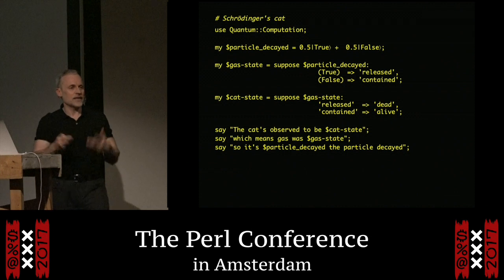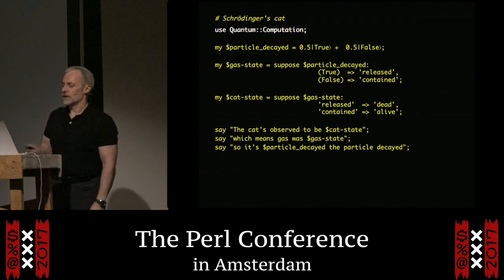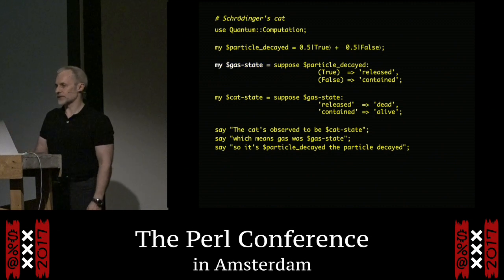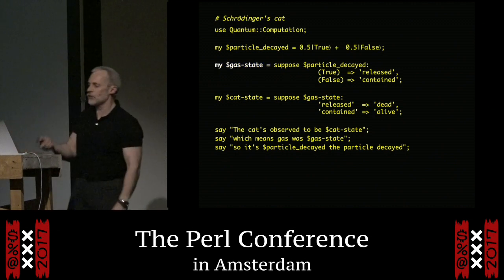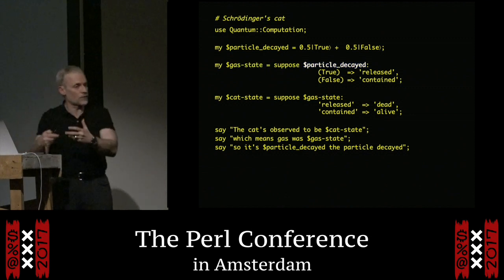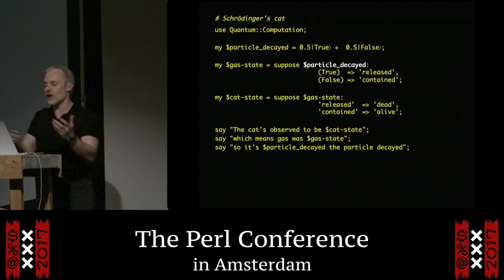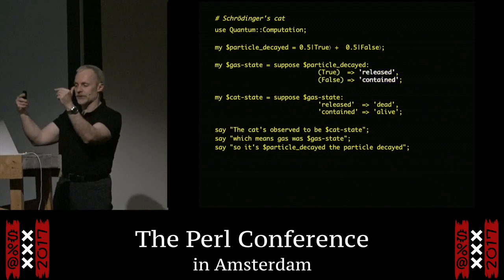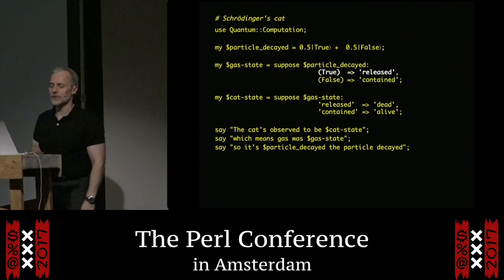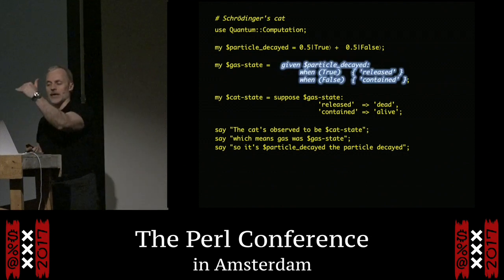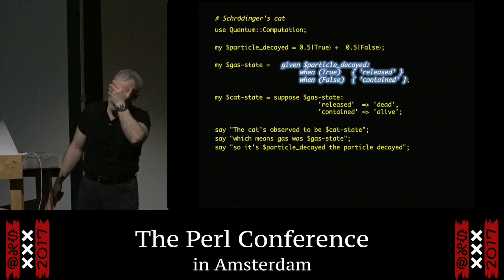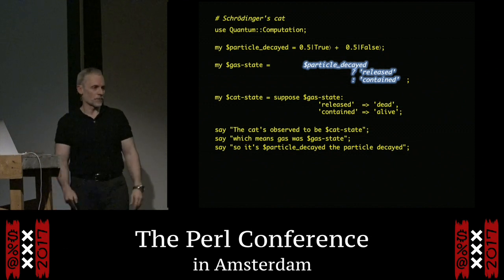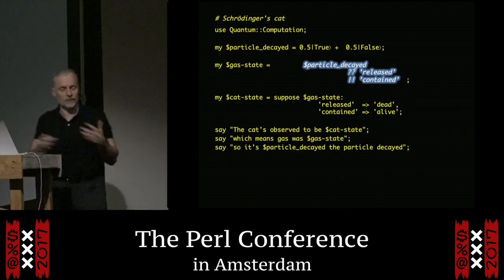So here is Schrödinger's cat in Perl 6. You use the module, you say, well, it's 50-50 whether it decayed or not. The gas state then depends on whether it decayed. So we create a new operator called suppose that takes our unobserved value and says, if that value were observed to be true or false, then the corresponding state of the gas would be released or contained. So in other words, this suppose is more or less, when it's this, be that, when it's this, be that, but don't look. Don't observe, because that'll collapse the system. Or if you want to think about it, it's really the ternary operator for quantum. Except in Perl 6, the ternary operator has a different syntax.